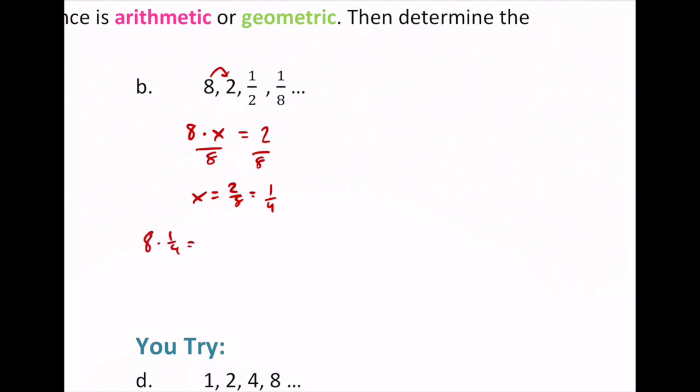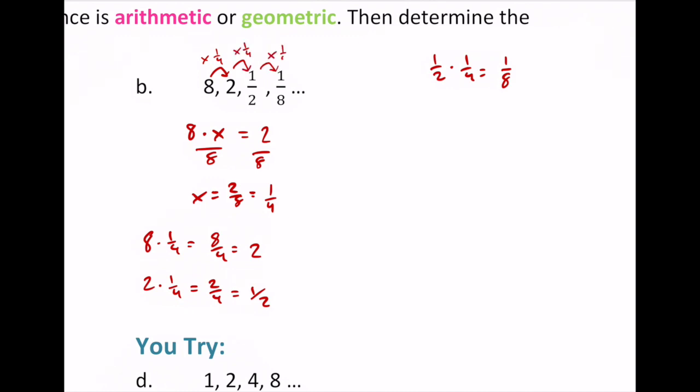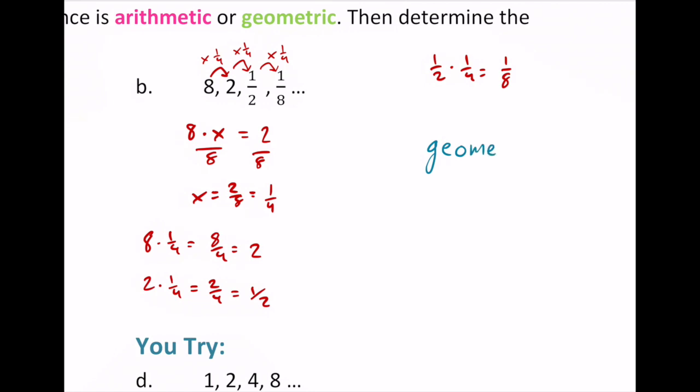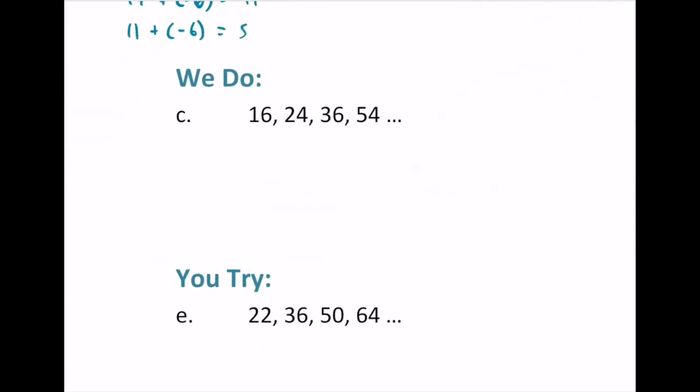So 8 times 1/4, that is 8/4, which is 2. 2 times 1/4, that's 2/4, which is 1/2. 1/2 times 1/4 is 1/8. So that's the pattern we see in our list here. We multiply by 1/4, multiply by 1/4, multiply by 1/4. Since we're multiplying, we know that this has to be a geometric sequence. And a geometric sequence has a common ratio. So we know we're always multiplying by 1/4. So that is our common ratio. Let's try one more.